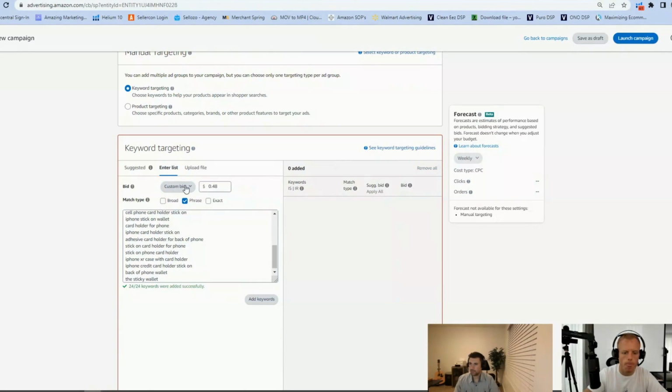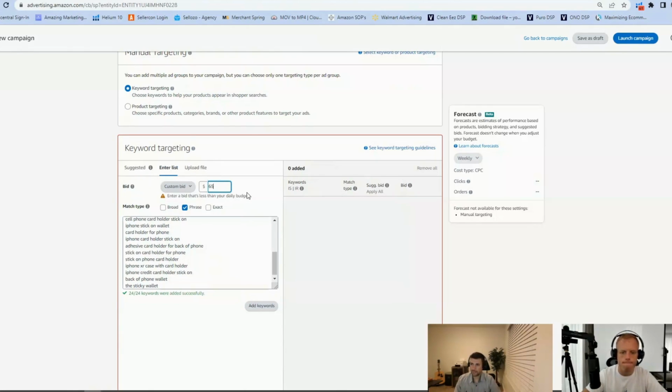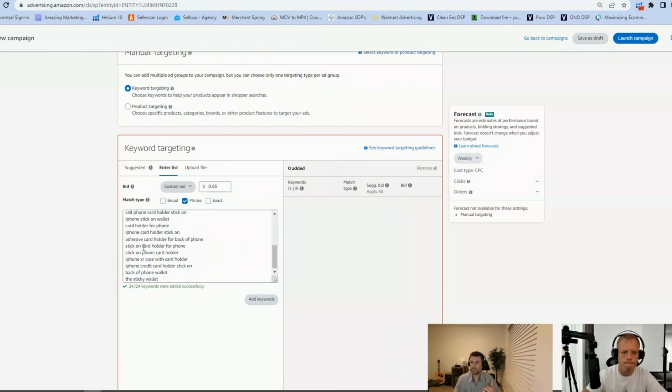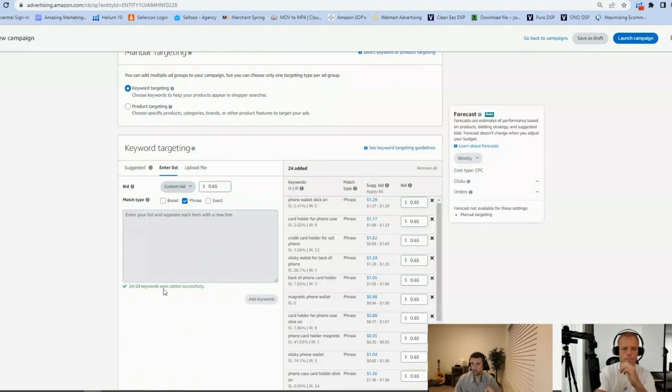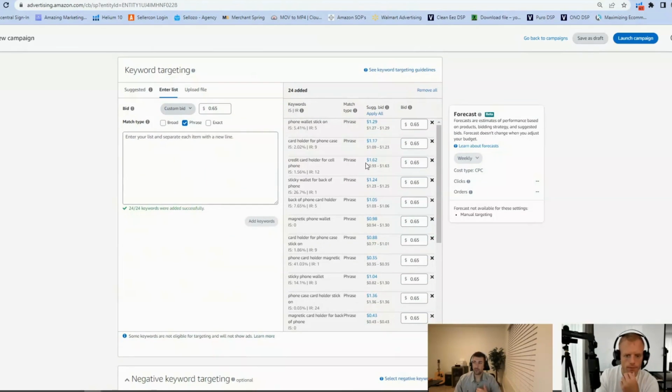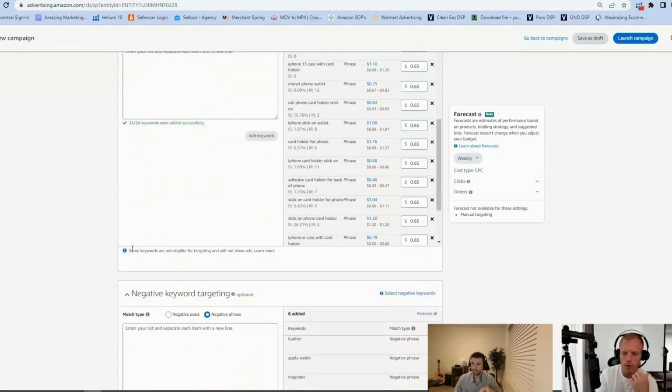I would do a custom bid, 48 cents. Based on whatever I did for the broad campaign, I'm going to go up a little bit as far as my cost per click. So 48 cents was what I did for the broad. I would probably come in here at about 65 cents. I would want it to be a certain amount above what I was doing the other one because I would rather have most of my cost per click going to the phrase match and the exact match, since those are more exact, more highly converting.